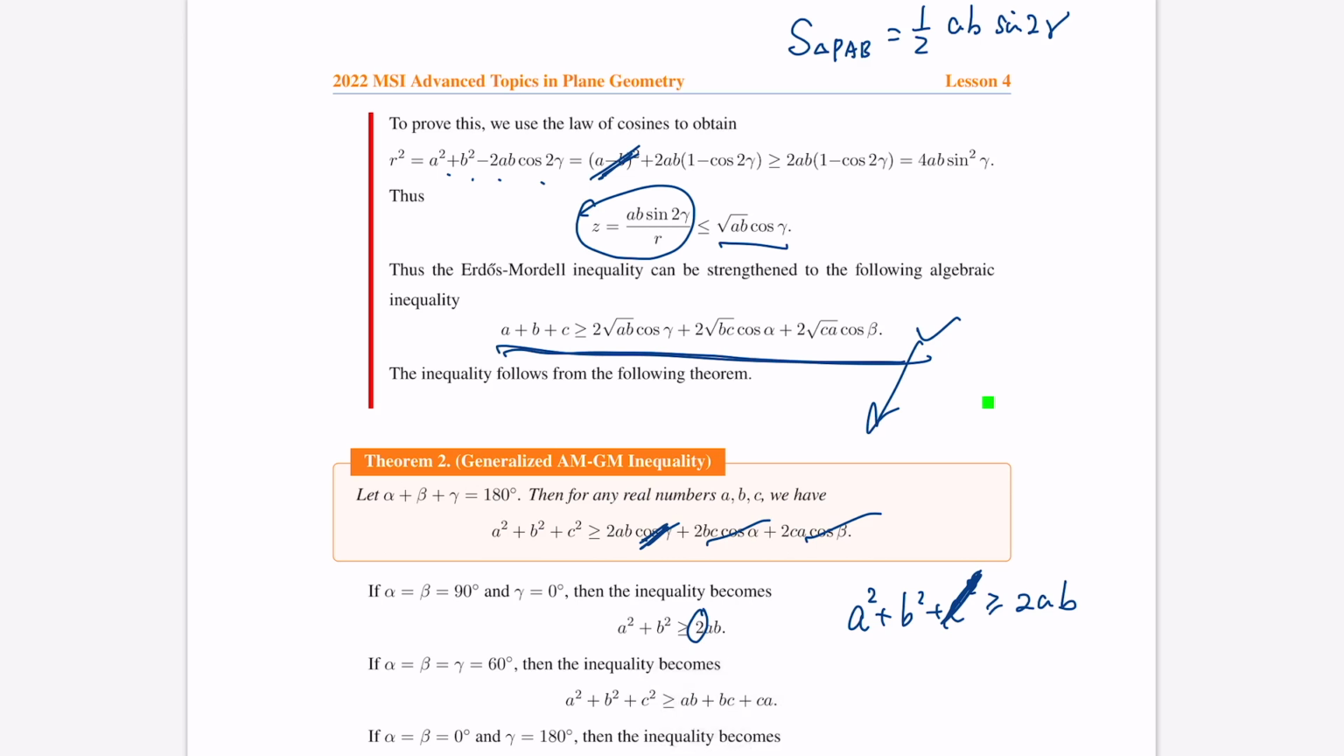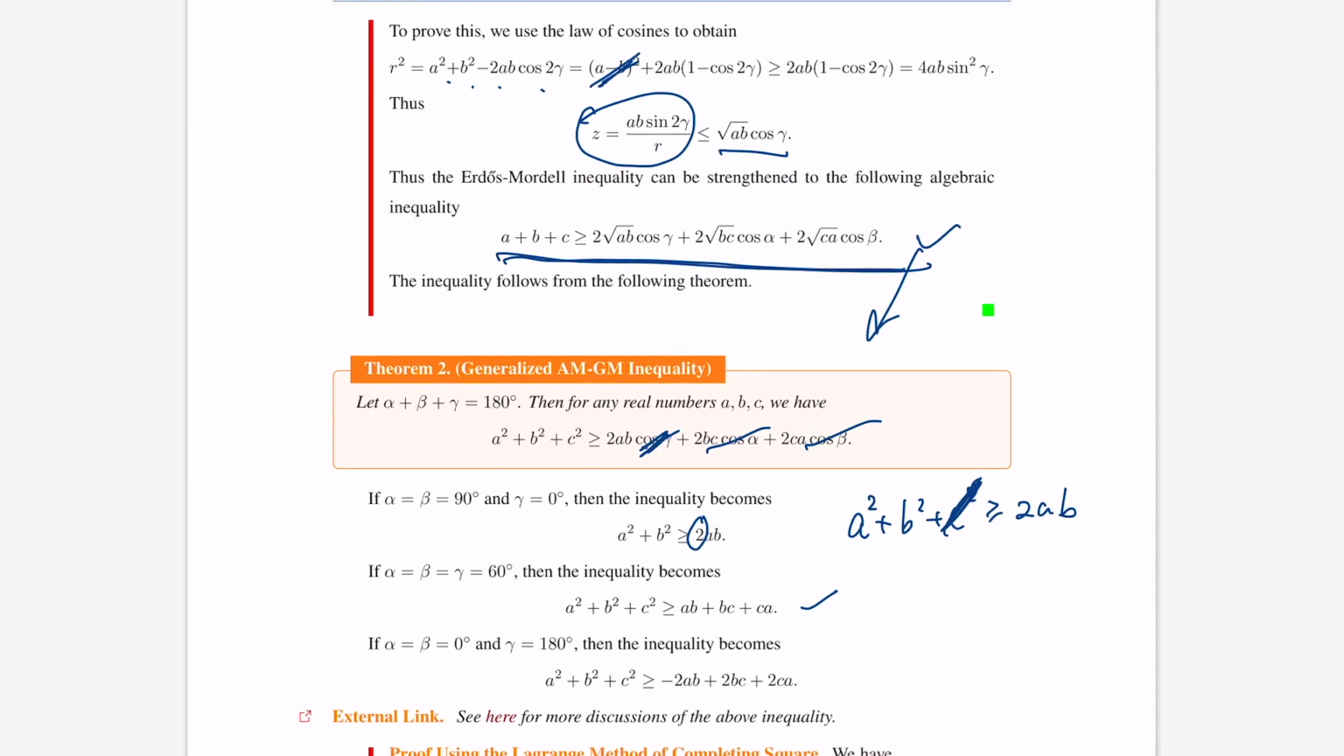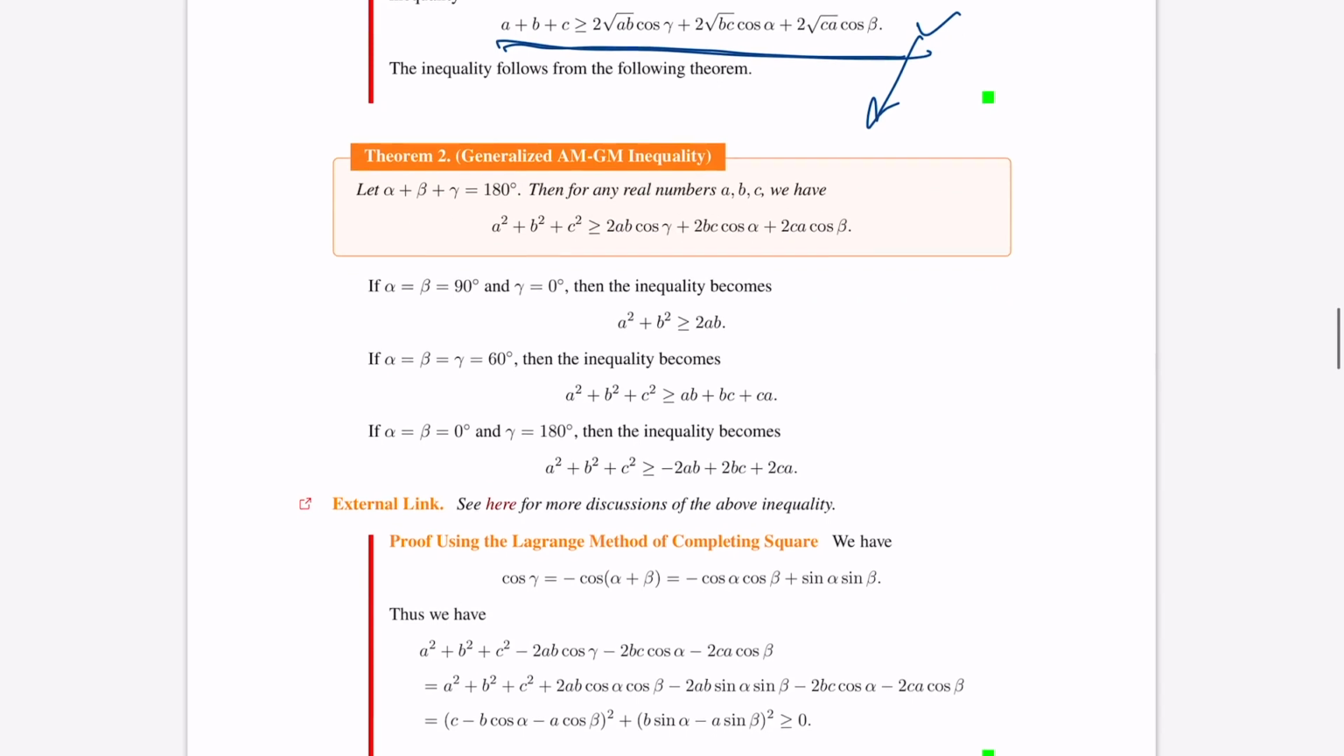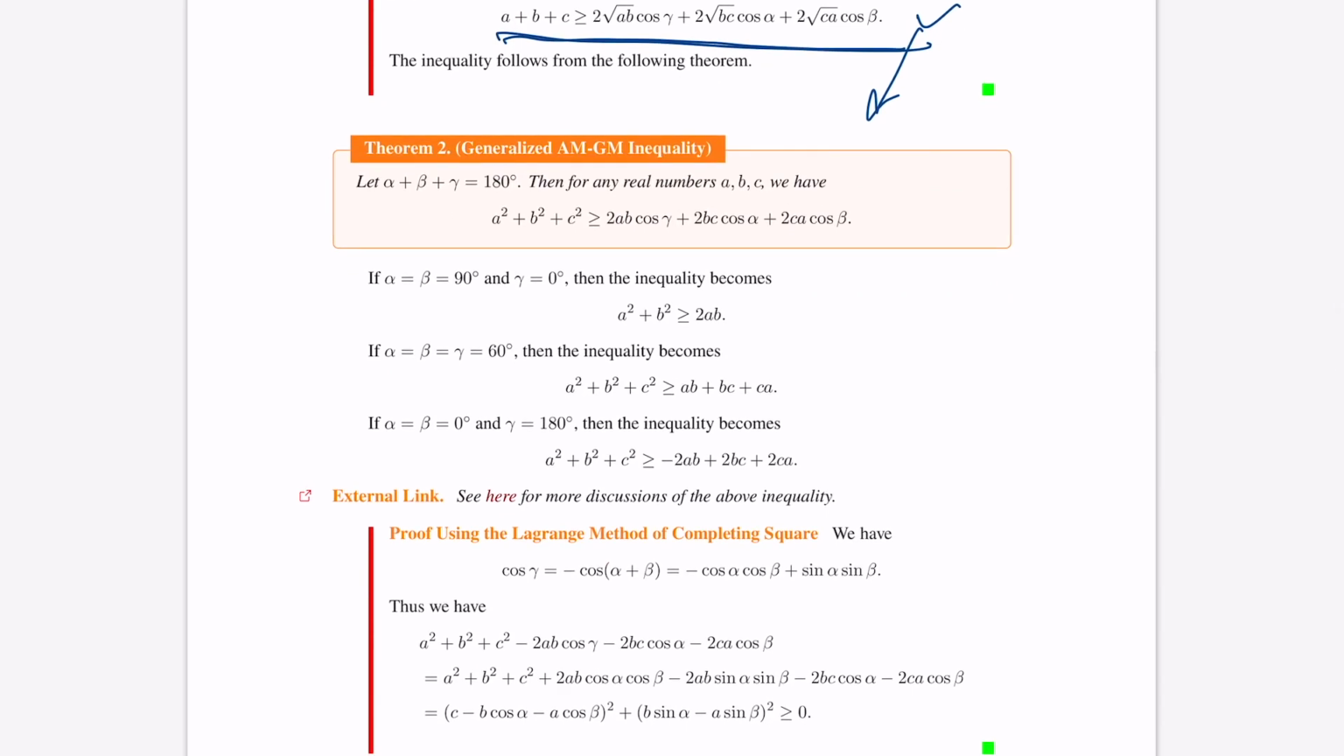Okay, so this is the inequality, and you can also go to the other extreme: alpha, beta equal to 0, gamma equal to 180 degrees. Then the inequality becomes this. Well, you do have 2, but you have to allow one mixed term to be negative 2. If all of them are positive, the inequality is not true. Because of this freedom, I call this the generalized AM-GM inequality. In a lot of cases, this would be very, very useful. Okay, it looks like a horrible inequality to prove, and here I will give the so-called Lagrange completing square method to prove it.